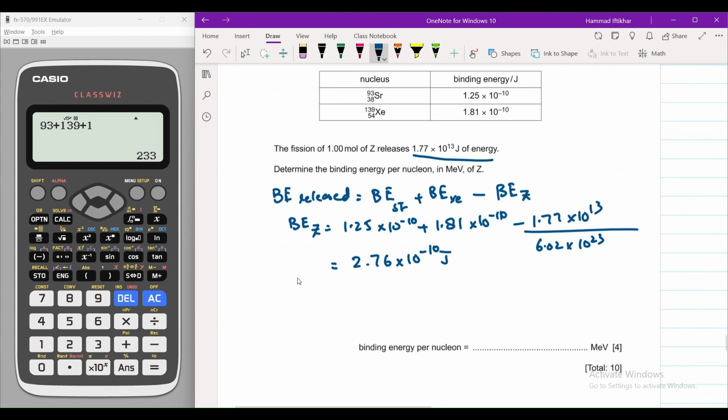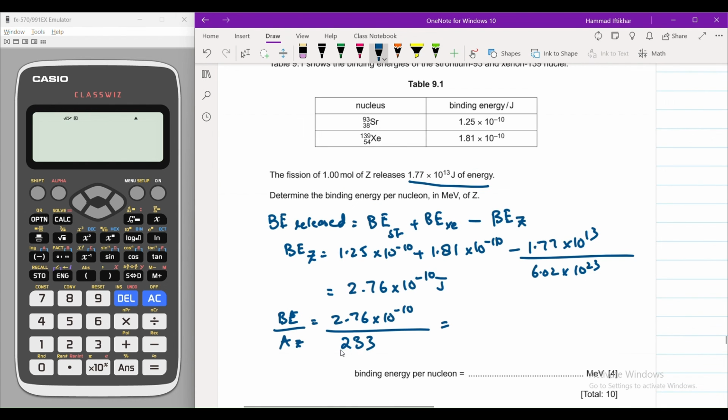So binding energy per nucleon of Z will be 2.76 times 10 raised to power minus 10 divided by 233. So let's find out the binding energy per nucleon. This is 2.76 divided by 233 times 10 raised to power minus 10. This is 1.18 times 10 raised to power minus 12 joules.